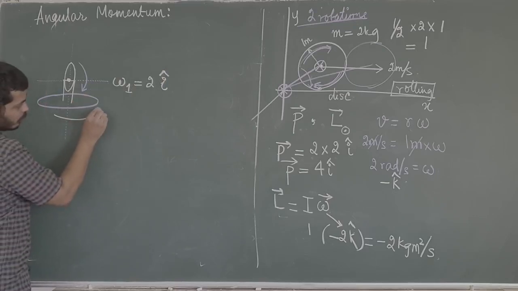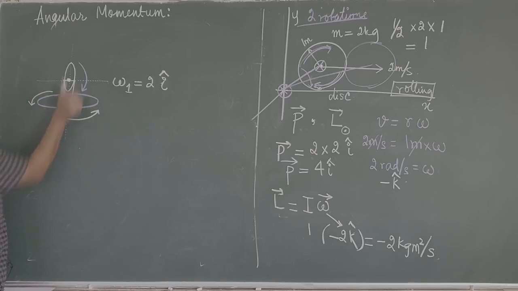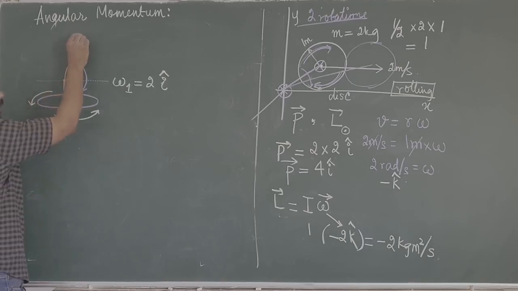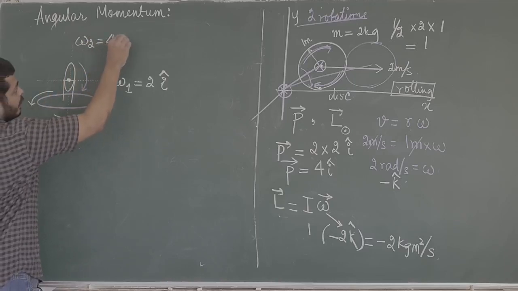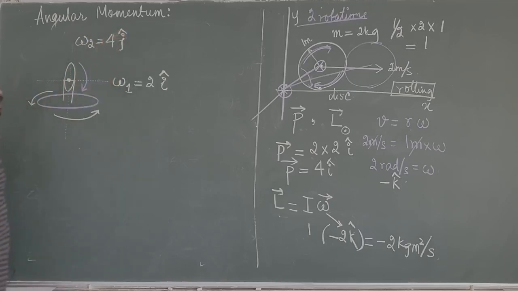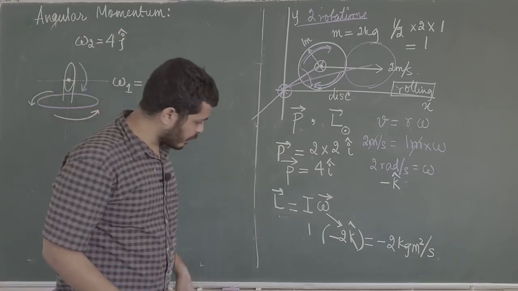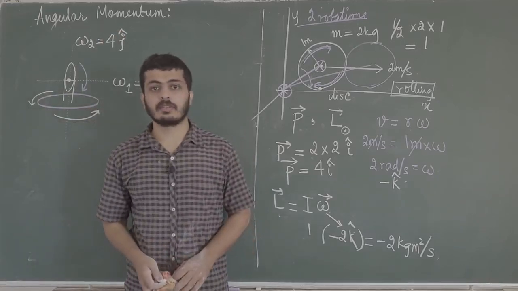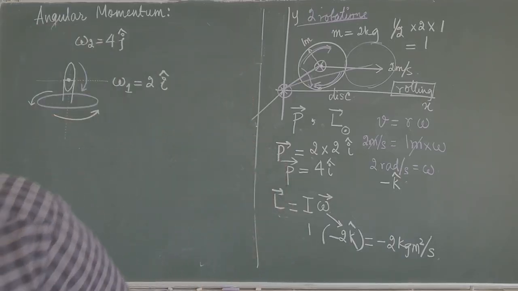And there is also a rotation in this direction. If you put your fingers like this, then this is going to be in the upward direction. So there is another angular velocity, which is, let's say, 4 radians per second in the j direction. You might ask, is it possible for something to have two different rotations? Yes, it is possible. I'll show it to you so that you can understand what I'm saying.